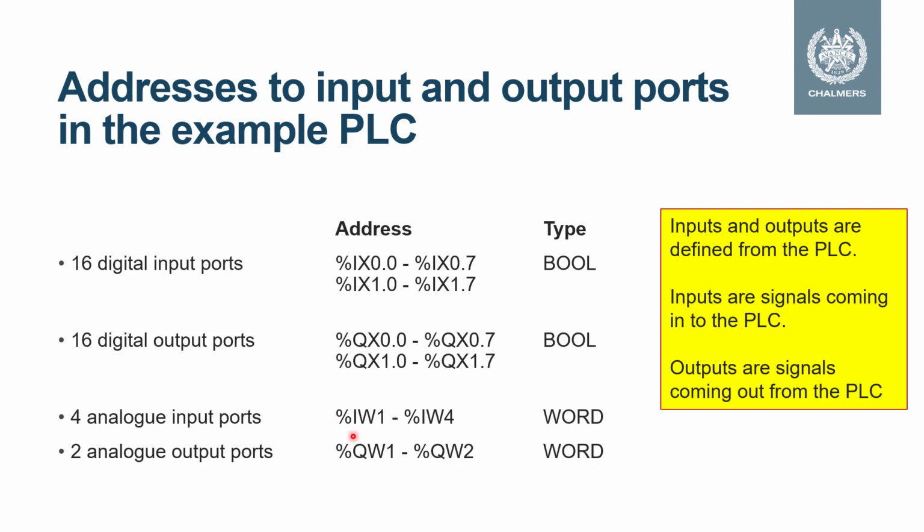The analog signals need to measure the entire range from 0 to 10 volts, which means that we cannot have a Boolean. In those systems, we are receiving a word or sending out a word, which is 2 bytes, 16 bits. And here again, we have I for input, Q for output. Here they are numbered 1 to 4 and 1 to 2. And remember, inputs are coming into the PLC and outputs are coming out from the PLC. These were the addresses in my example PLC.